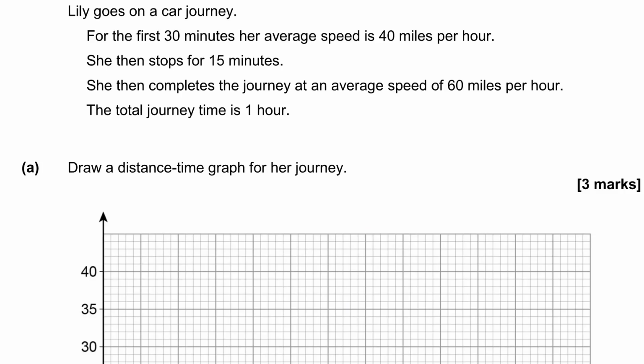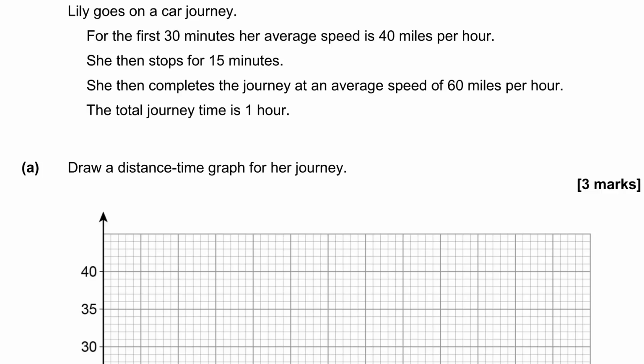Lily goes on a car journey. For the first 30 minutes of her journey, the average speed is 40 miles per hour. She then stops for 15 minutes, and she then completes the journey at an average speed of 60 miles per hour. The total journey time is 1 hour.